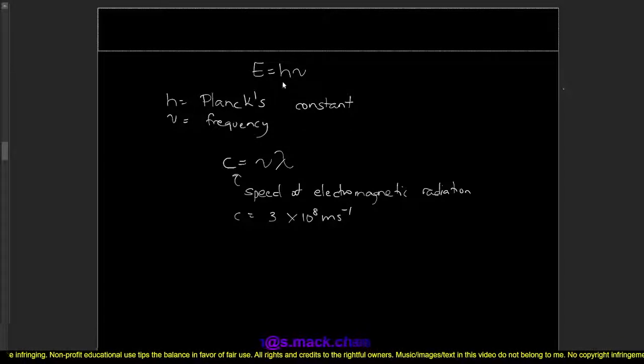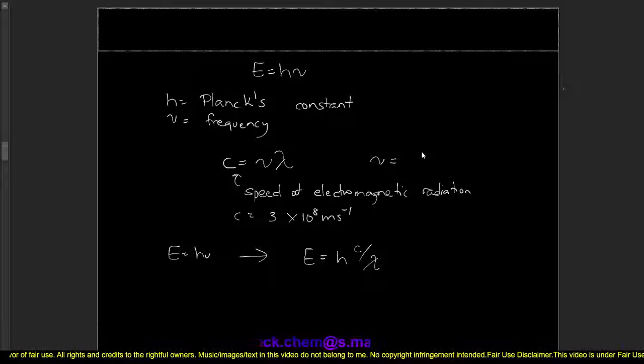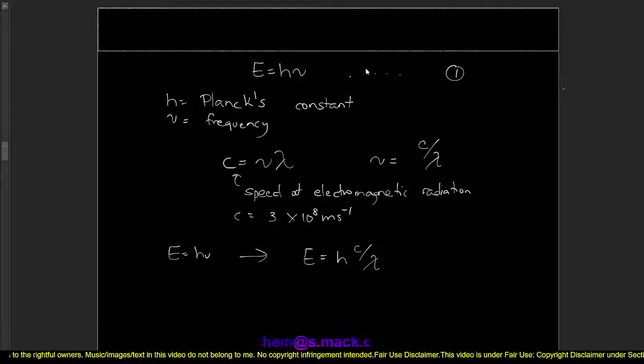So this equation now becomes this, where we've inserted what is frequency into our equation here. So Planck's equation can either be written like this or like this, whether you're given frequency or wavelength.